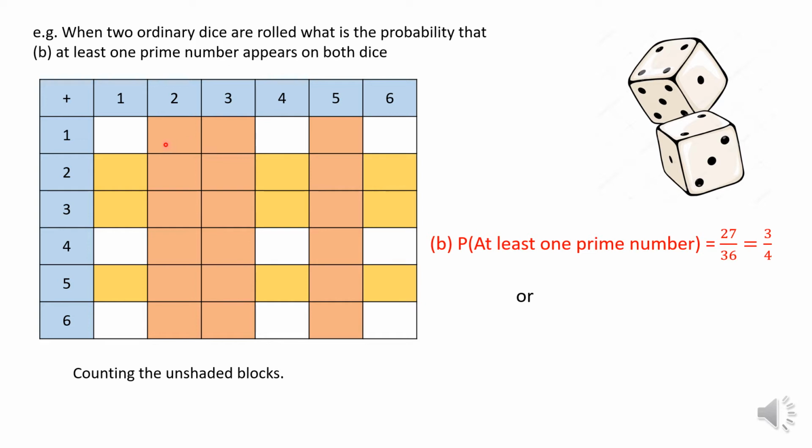Or even if you still work with these colors, you can just look at the ones that are in white. Obviously, those ones indicate that they are not going to have a prime number in there.